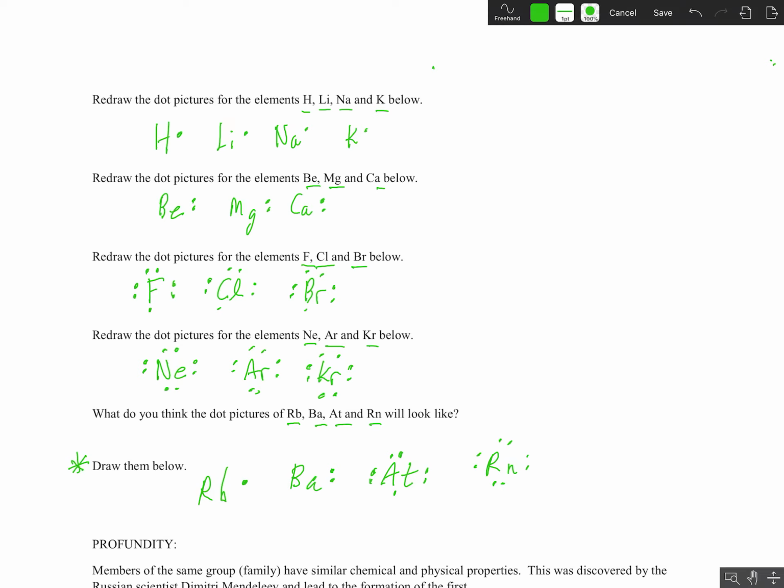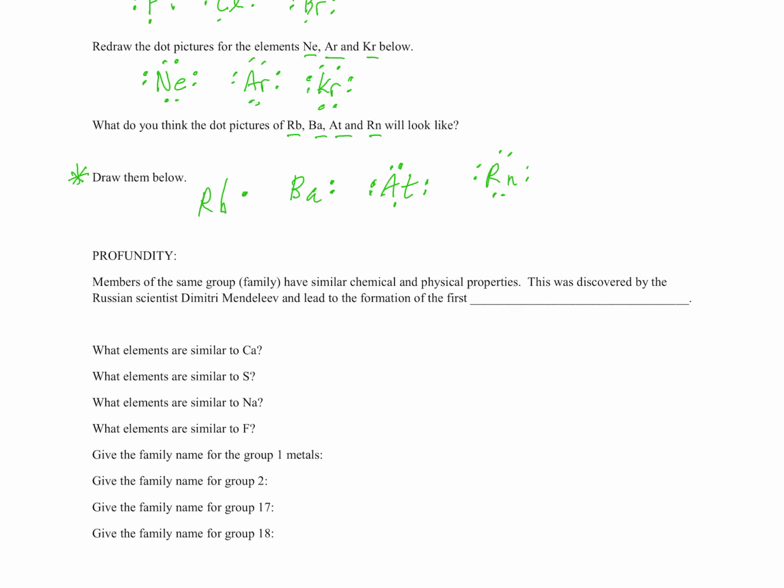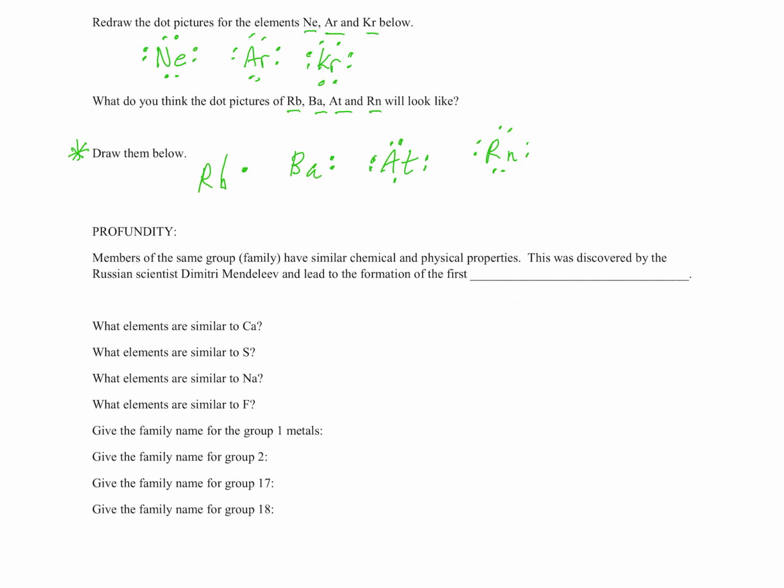So you should be able to draw the dot picture of any of the main group elements. That's groups 1, 2, or 13 through 18, just by finding its position on the periodic table. So a little profundity here. That means it's sort of kind of important. It's a profound statement here.